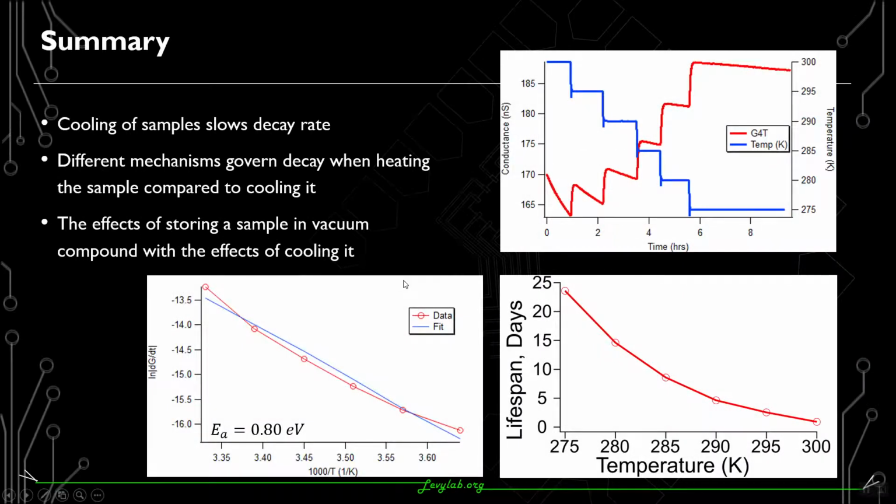So in conclusion, we've shown that the cooling of samples is able to slow the decay rate very significantly, and that the effects of storing a sample in vacuum compound with the effects of cooling it.